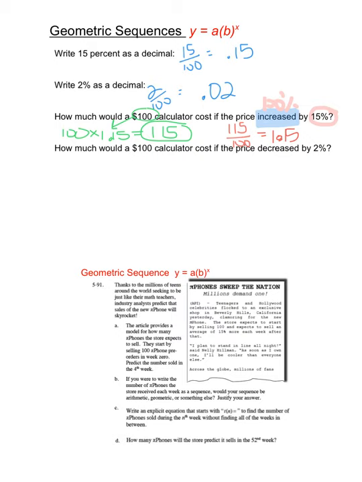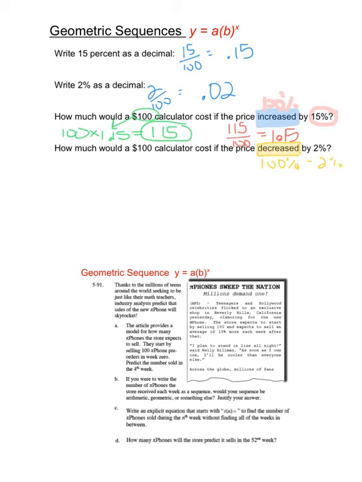Let's do one more example. How much would a $100 calculator cost if the price decreased by 2%? So if something decreases, likewise, I start at 100%, but now I'm decreasing by 2%, or going down by 2%, which leaves me with 98%.